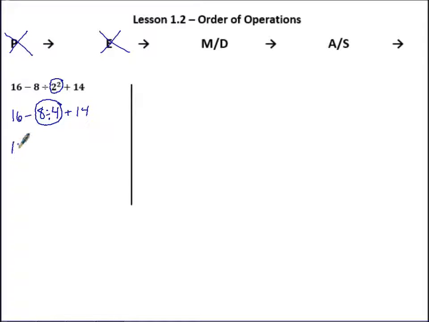So I have 16 minus, because again, I'm copying the rest of the equation down. 8 divided by 4 is 2, and then plus 14. Alright, so multiplication and division are done. Now I'm looking for any addition or subtraction. That's all I have left. So I'm going to go left to right. 16 minus 2 is 14. 14 plus 14 is 28.